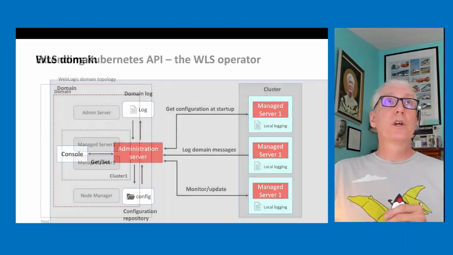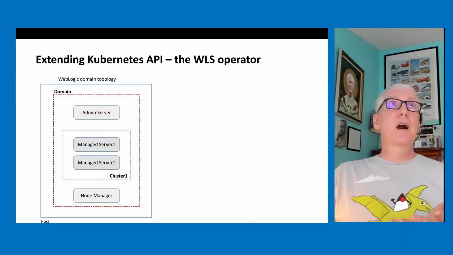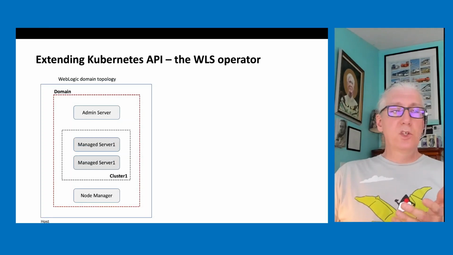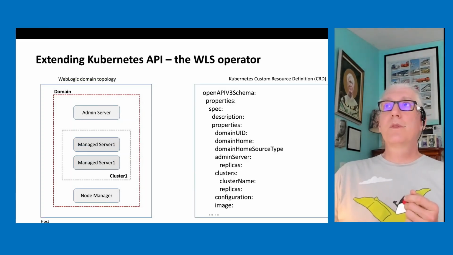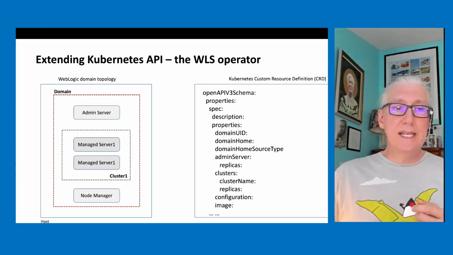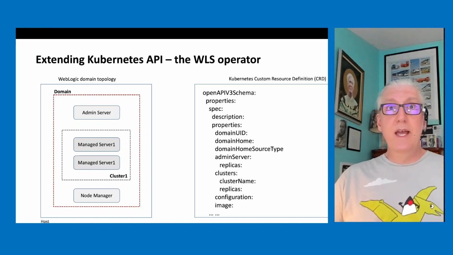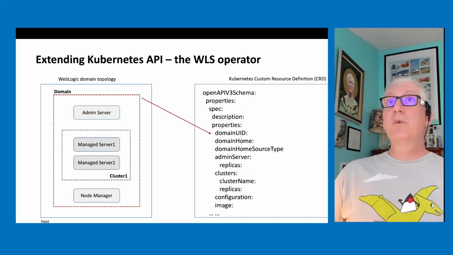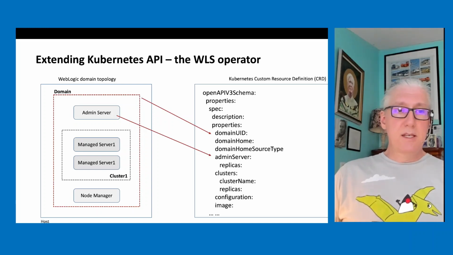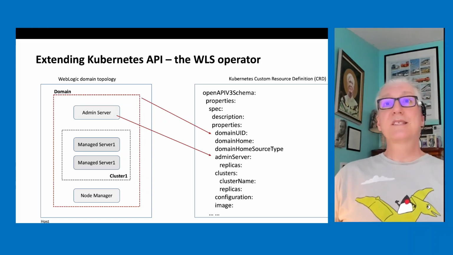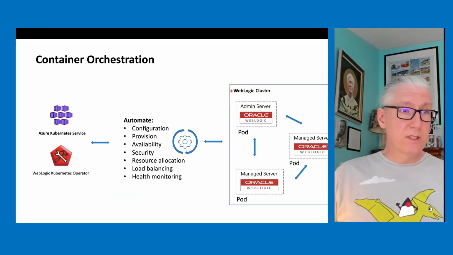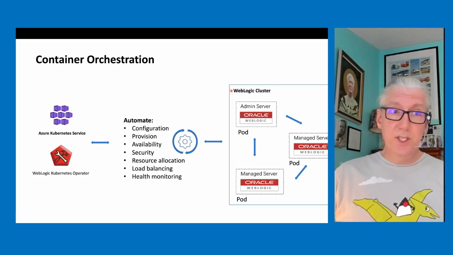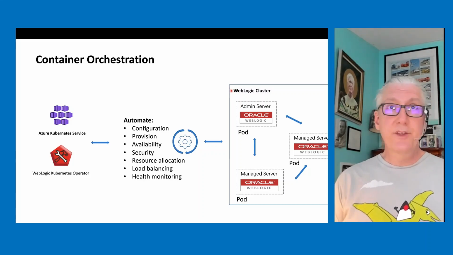In order to make it work on Kubernetes, the WebLogic operator comes in. So the WebLogic Kubernetes operator has a Kubernetes custom resource definition. So the domain is mapped to this domain UID. That's that name I mentioned you could specify in the portal if you like. Then we have the admin server represented, and we have the clusters also represented in this custom resource definition. And that's the input to the Kubernetes operator. It gives you the ability to configure and provision and deal with high availability and security. And it also handles the health checks.